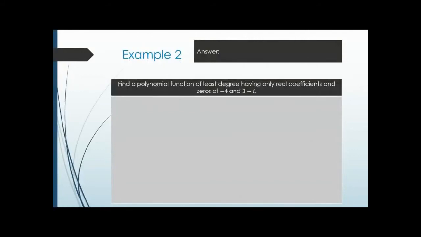So here's an example. Find a polynomial function of least degree having only real coefficients and zeros of -4 and 3 minus i. I know for sure on the final there's a question like this. The quiz in week 6 has a question like this where you were given the zeros and you have to write what the equation looks like. So this is how you do that. You find your zeros and then you write the equation.